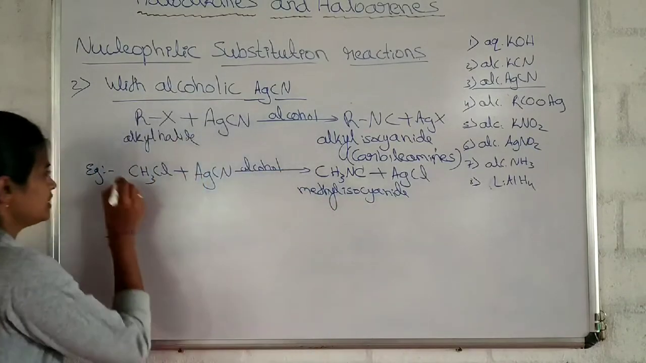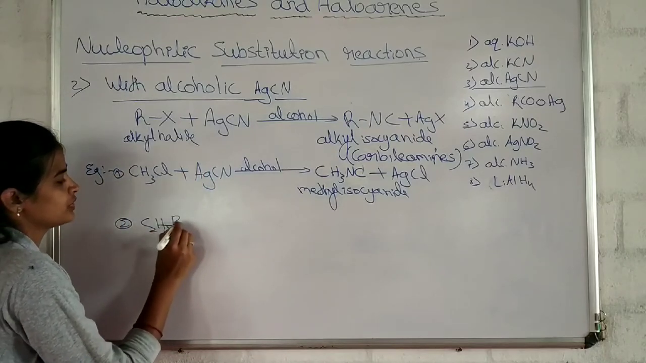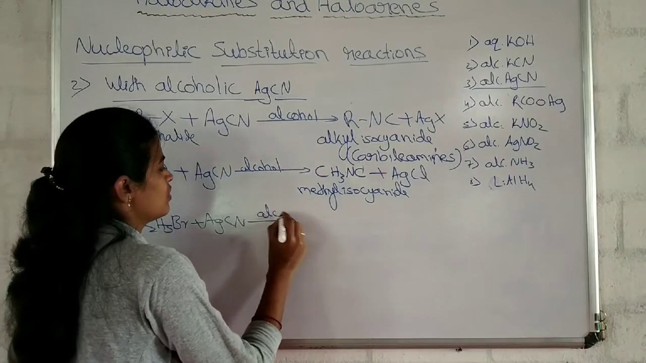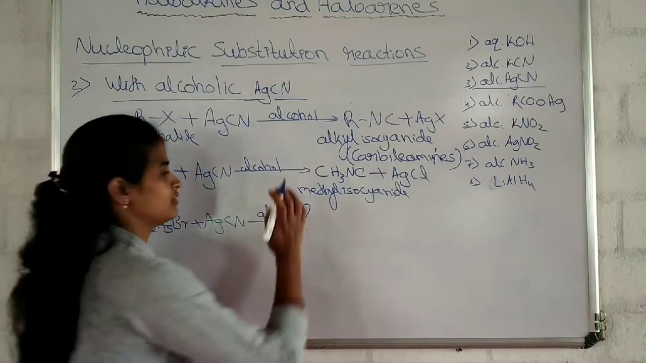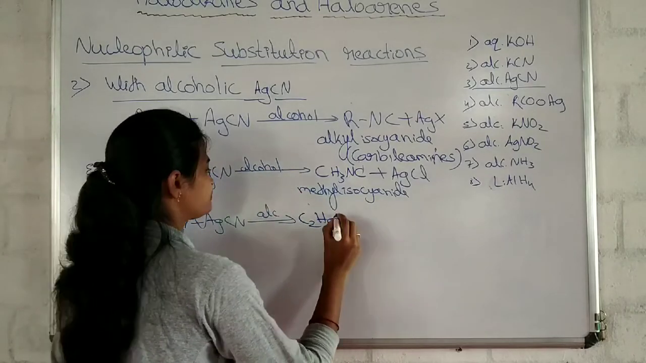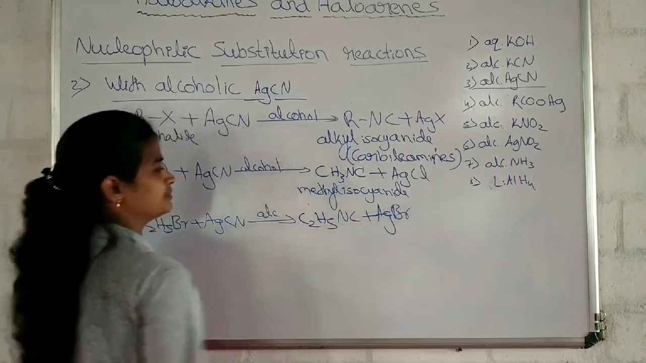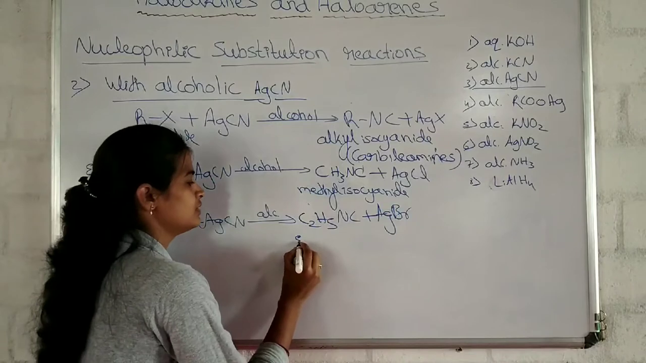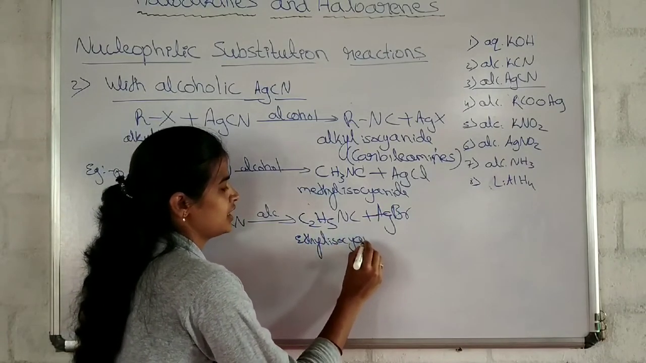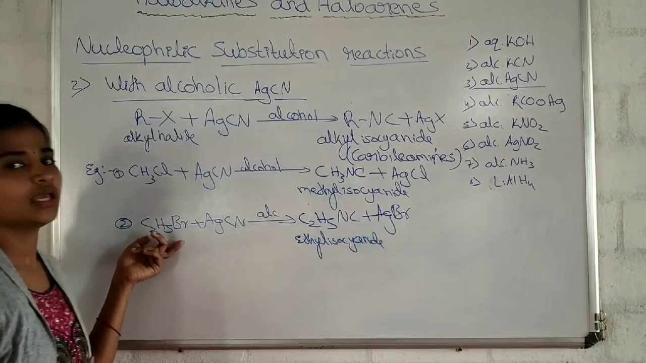Remember. First one. Second one, C2H5Br plus AgCN in the presence of alcohol. Complete the reaction. C2H5NC plus AgBr. What is the name of this one? Ethyl isocyanide. The name of this one is ethyl isocyanide. It is ethyl bromide.